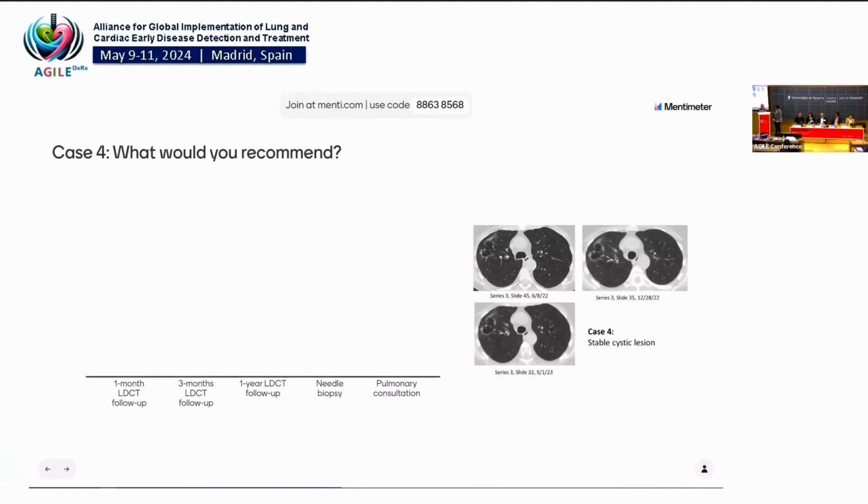So here we have an example of stable cystic lesions. What would you recommend? So we have June 2022, then December, and then May of 2023. So almost everyone would recommend 1 year follow-up, 80%. So would anyone from the panel like to address this?